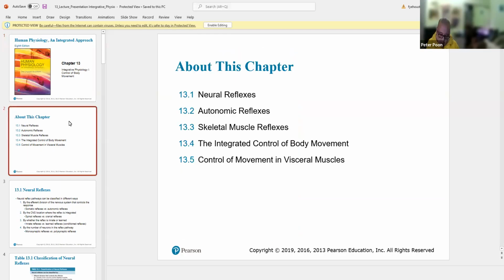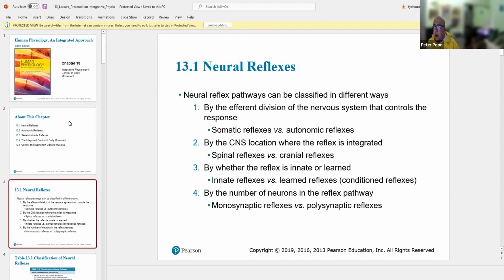Okay, let's talk a little bit about reflexes. This chapter is going to be covered a little bit in your lab, so I'm going to cover a little bit more of it. This is pretty straightforward. Just read that.